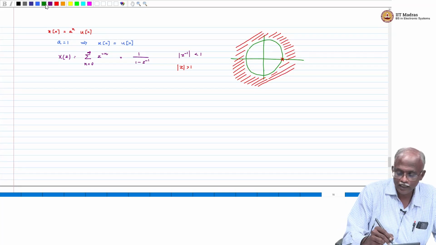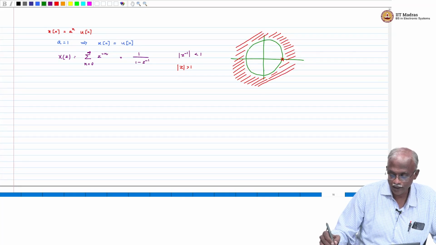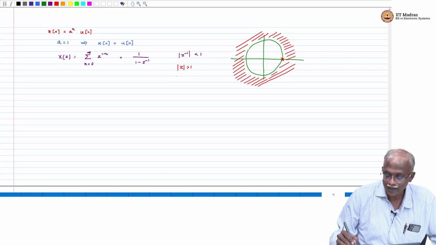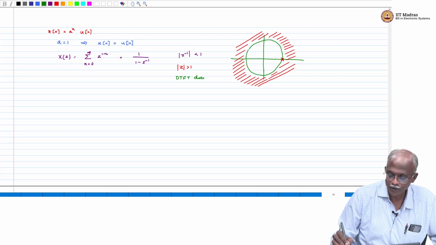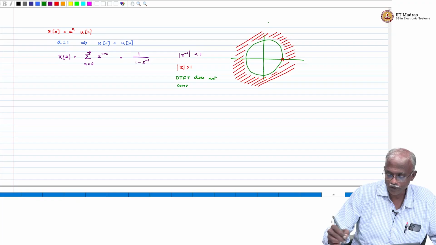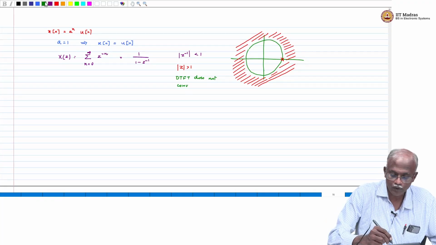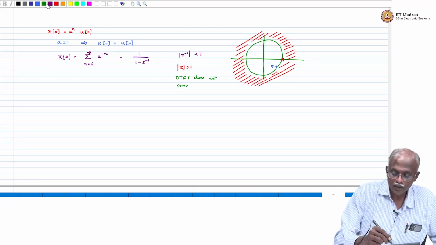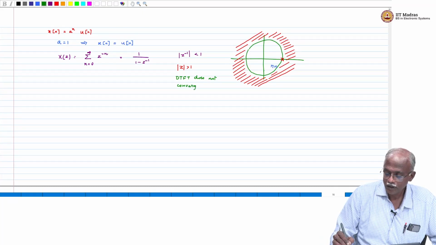Okay. And clearly this is a case where the unit circle is not included. So, DTFT does not converge uniformly, which we knew. Does not converge uniformly because the unit circle is not included, so this is r equal to 1. Okay, this is r equal to 1, does not converge uniformly.